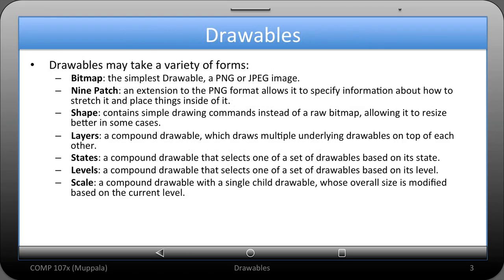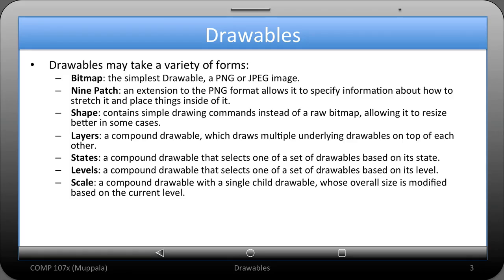Now, Android provides several different kinds of drawables. Bitmap drawables are the simplest, which use either a PNG or a JPEG image for the purpose. We have 9patch, which allows you to define a PNG format and allows Android to automatically stretch parts of the image in order to fit different screen sizes and shapes.